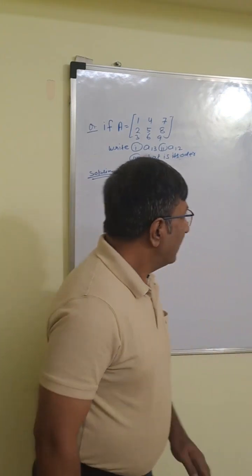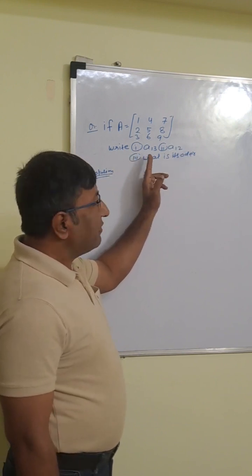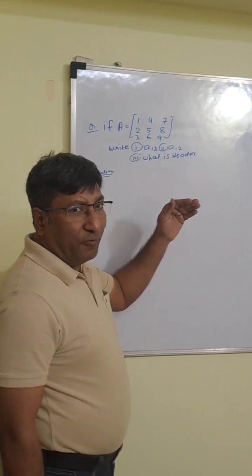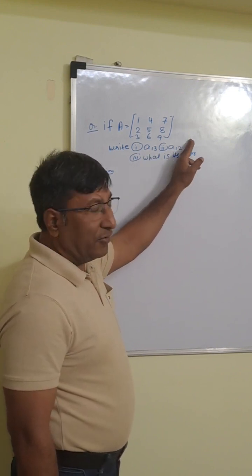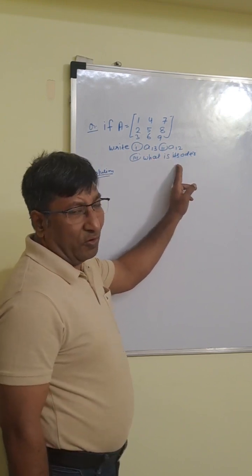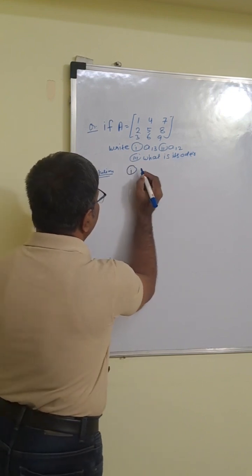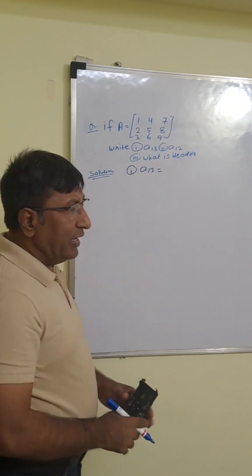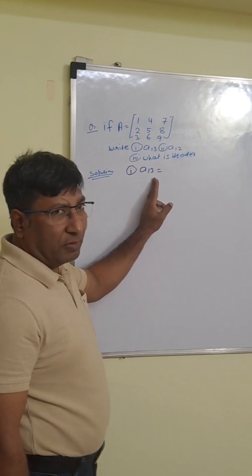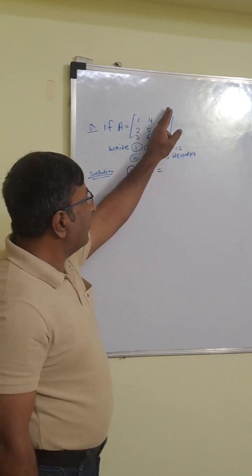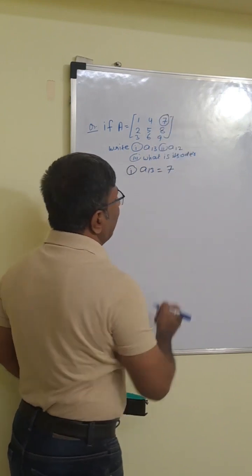Let us see the question. Question is what? If matrix A is given, write first part A13. Second part A12, that is element first row, third column, element first row, second column. And third is what is order of this matrix. So simple trick is what? First, we have to know A13. A13 means what? Element of matrix whose position first row, third column. So first row is this and third column is this. So first row, third column means 7.